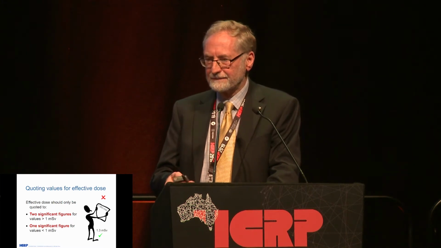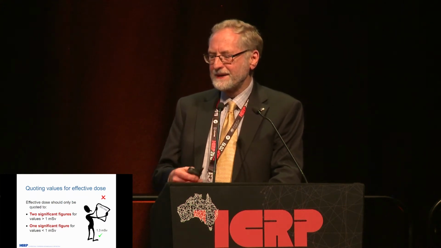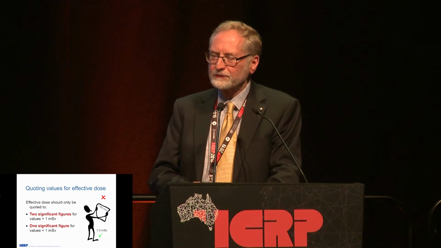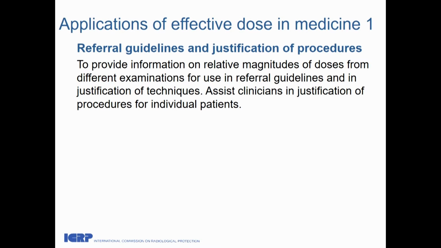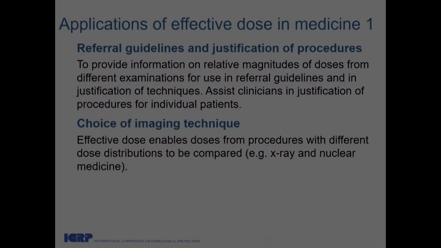So as I said at the start, ICRP has been preparing a report on dose quantities. I want to talk about some of the things that we recommend effective dose is used for in that report. Referral guidelines and justification procedures, to provide information on the relative magnitudes of doses from the different examinations. That's useful for referral guidelines and justification, and certainly we use it in the UK for justification of procedures for individual patients.